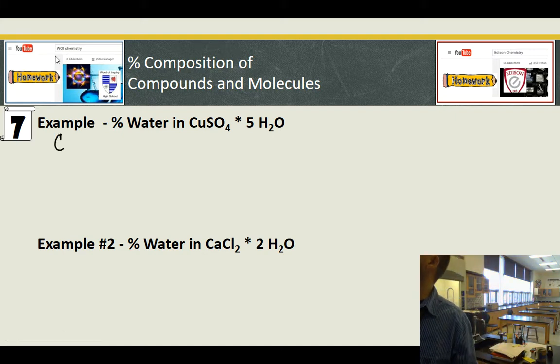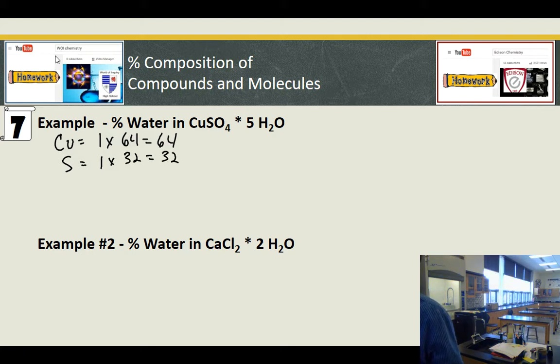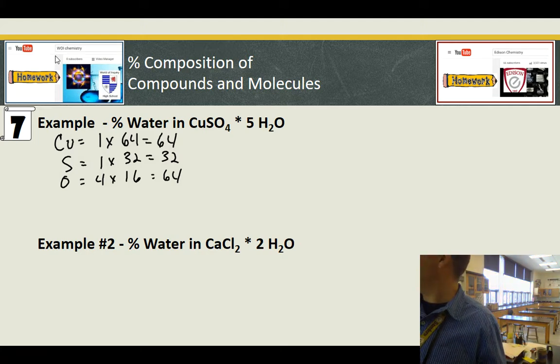I see copper, and there's 1 of them. And I look up copper's mass, and it is 64. I have to round 63.5 up to 64. And sulfur. Sulfur is 32 grams. Okay. And oxygen, there's 4 of those. Times 16 is 64. Okay. And that's that. And then we need the 5 waters.